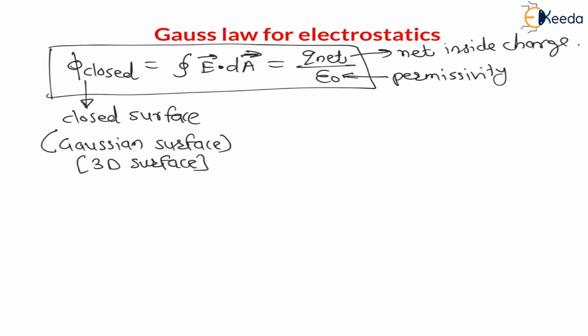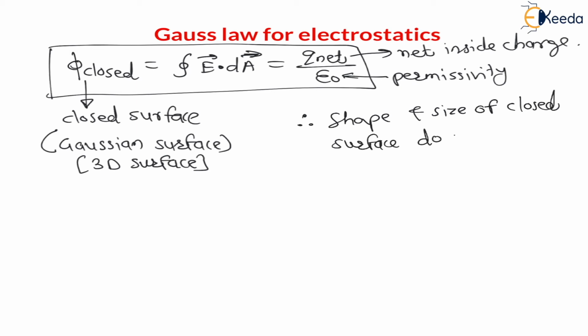Now, my dear students, the net flux depends only on the net inside charge and permittivity, and it does not depend on the size and shape. Therefore, we can say the shape and size of a closed surface do not affect the net flux. Very important, understand this.